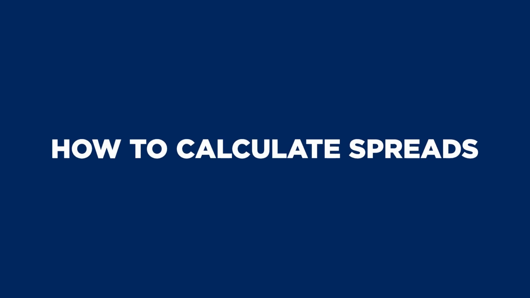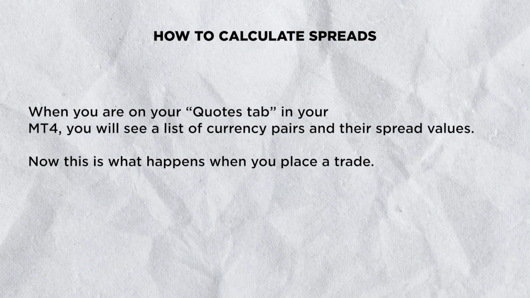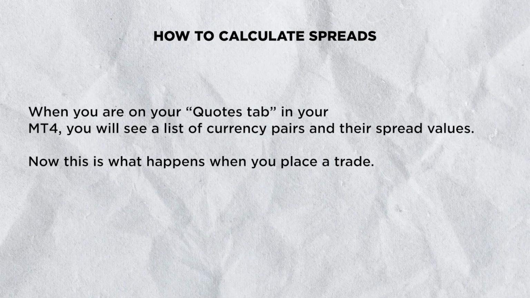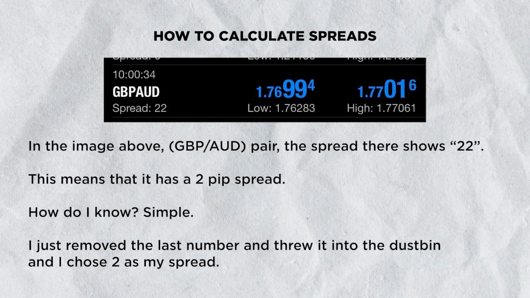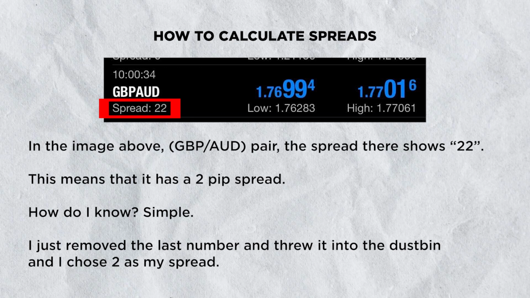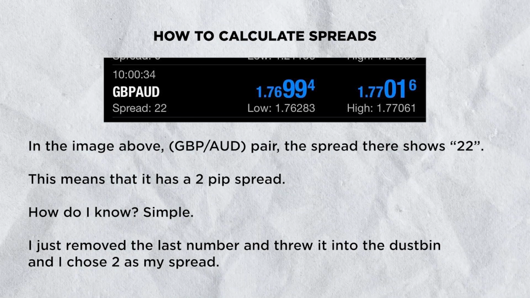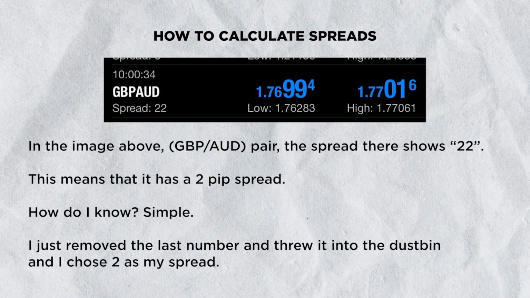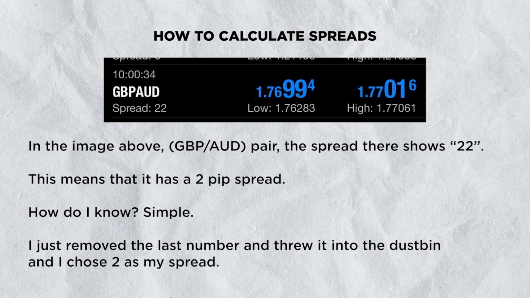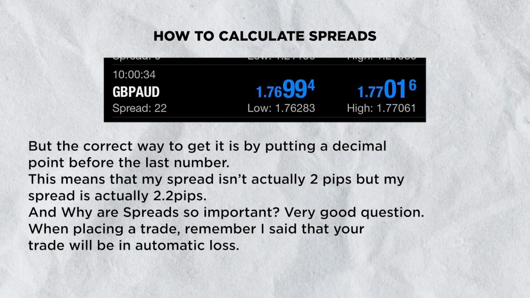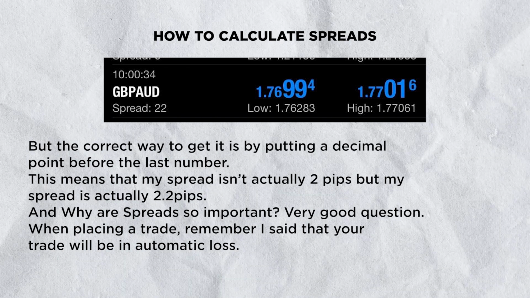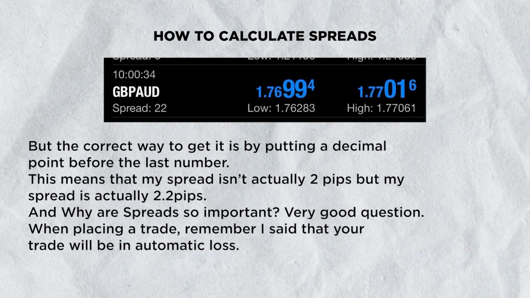How to calculate spreads. When you are on your Quotes tab in your MT4, you will see a list of currency pairs and their spread values. Now, this is what happens when you place a trade. In the image above, GBP-AUD pair, the spread there shows 22. This means that it has a 2-pip spread. How do I know? Simple. I just removed the last number and threw it into the dustbin, and I chose 2 as my spread. But the correct way to get it is by putting a decimal point before the last number. This means that my spread isn't actually 2 pips, but my spread is actually 2.2 pips.